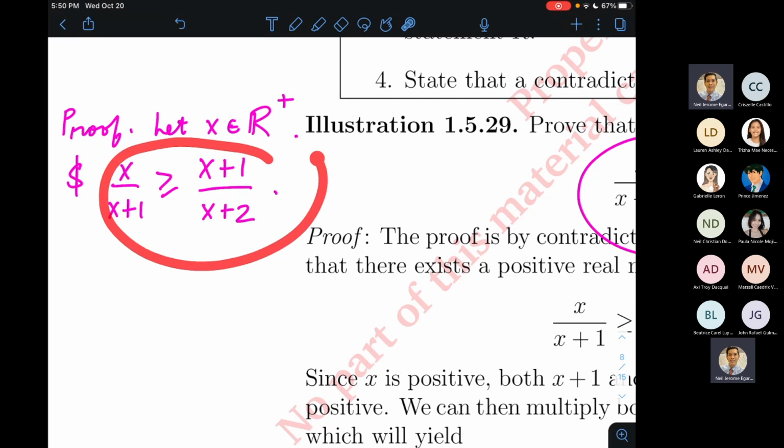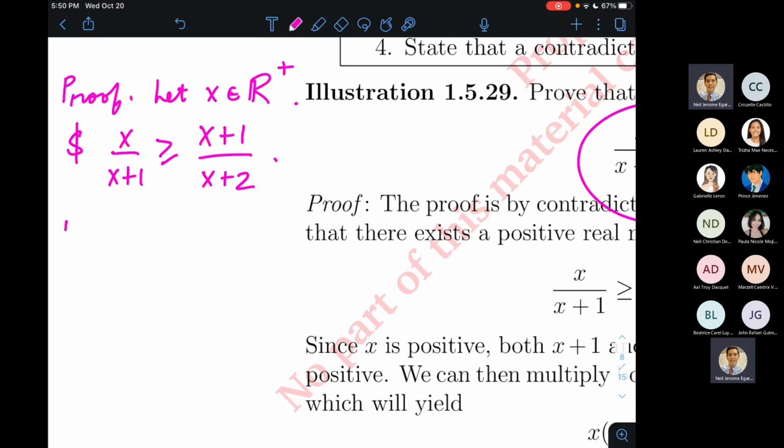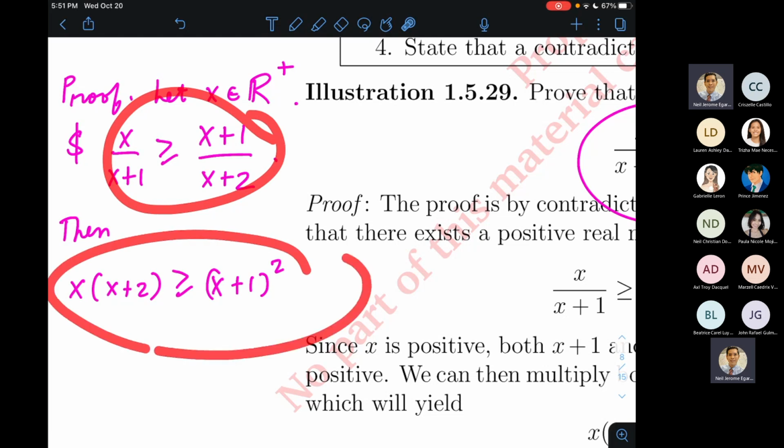So here, sinupose natin na totoo itong inequality na to. Then since this is true, I can multiply both sides by x plus 1 times x plus 2. And x plus 1 times x plus 2 is always positive because x is a positive real number. And so if I multiply the left by x plus 1 times x plus 2, cancel yung x plus 1, matitira lamang si x times x plus 2. And if I multiply the right-hand side by the same quantity, maka-cancel yung x plus 2, matitira lamang ay x plus 1 quantity squared. Alright? And since yung pinang-multiply natin na x plus 1 times x plus 2 ay isang positive real number, the inequality won't change. Alright? So if we will assume this to be true, then this must also be true.